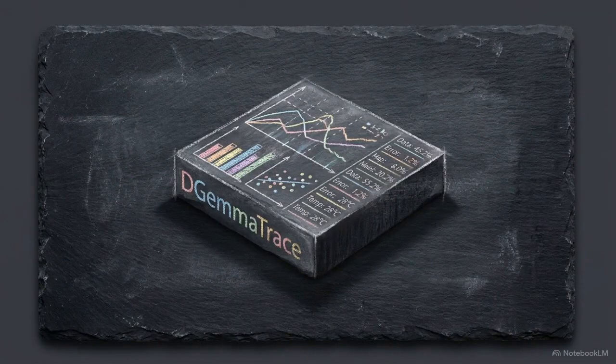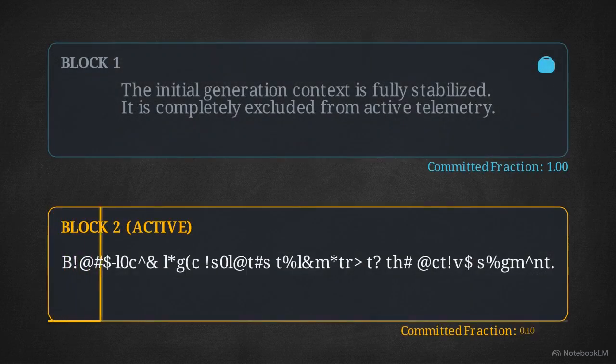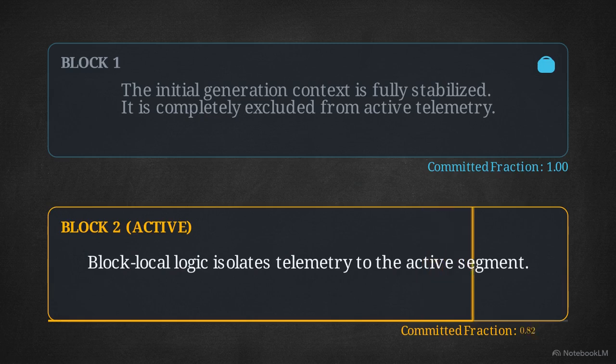For the first time, the DGemma trace summary node provides a direct readout of the crystallization process. This version corrects the reporting of the committed fraction variable. By treating this fraction as strictly block local, the tool avoids reporting false remelts when the generation crosses from one block of text to the next.